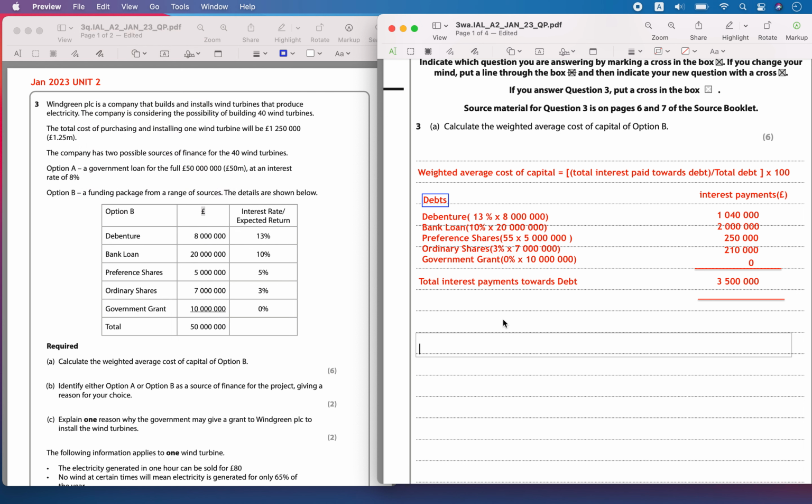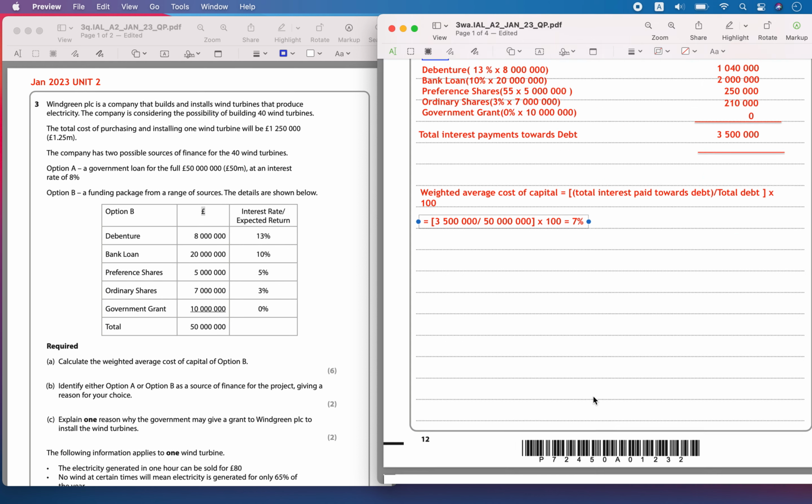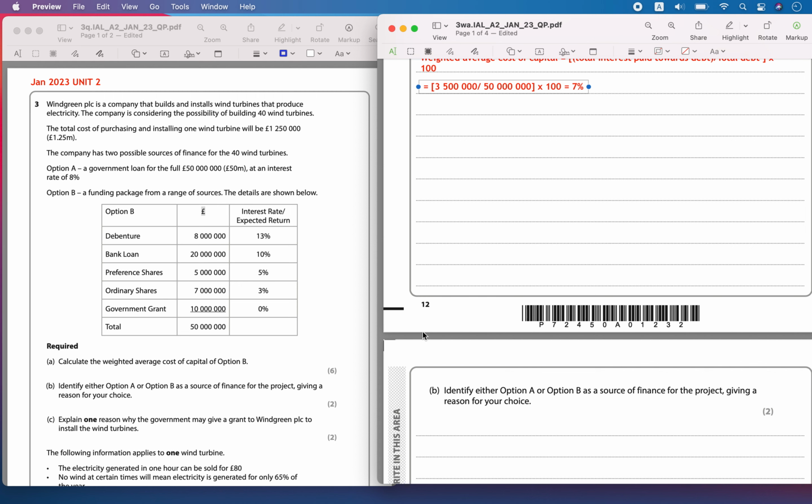So that is going to be equal to 3.5 million divided by 50 million, times 100. That is equal to 7%. We can see that they have to pay overall 7% over the total cost of capital. Over the total capital, the interest payment is only 7%. Now next one.